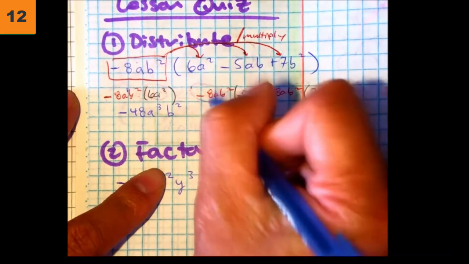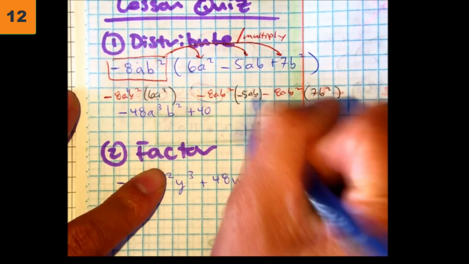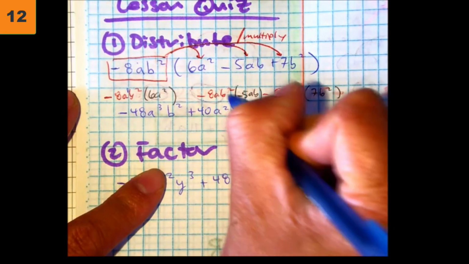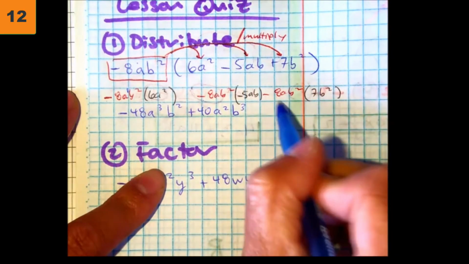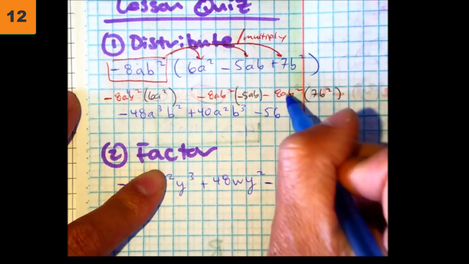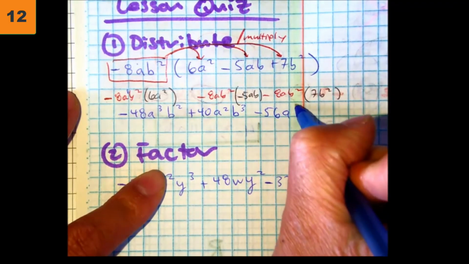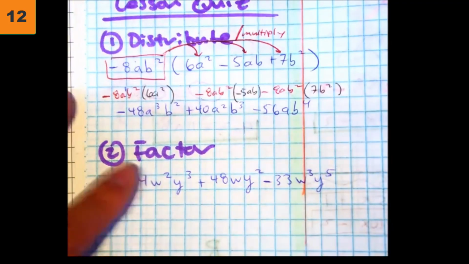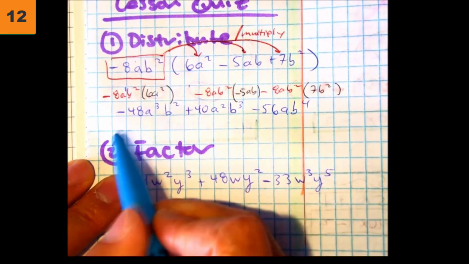Negative 8 times negative 5 is? 40. Positive 40. A times a? B squared times b cubed. Negative 8 times 7. A times, and then b squared times b squared is b to the fourth. So my answer is here.